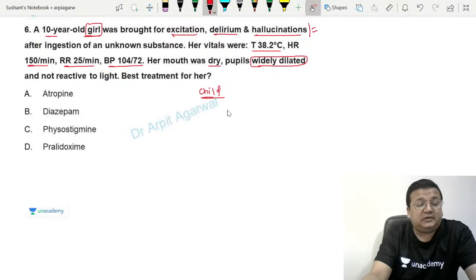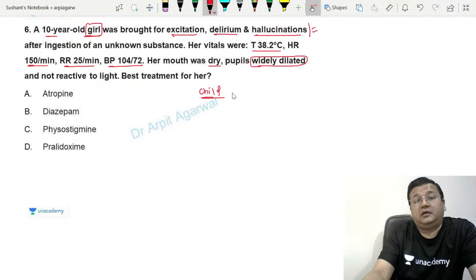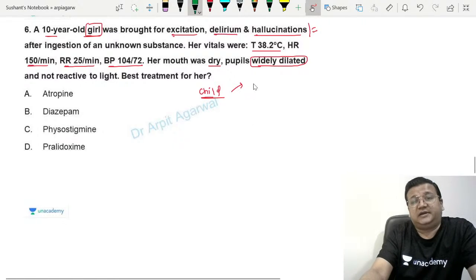So we have a child presenting with, I would say, important symptoms, delirium.